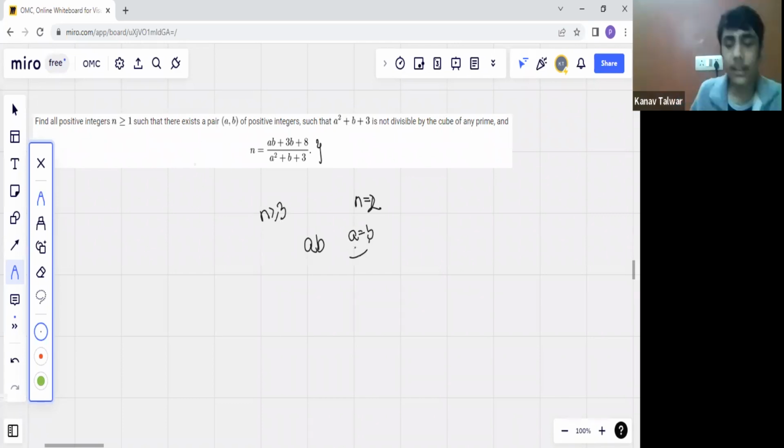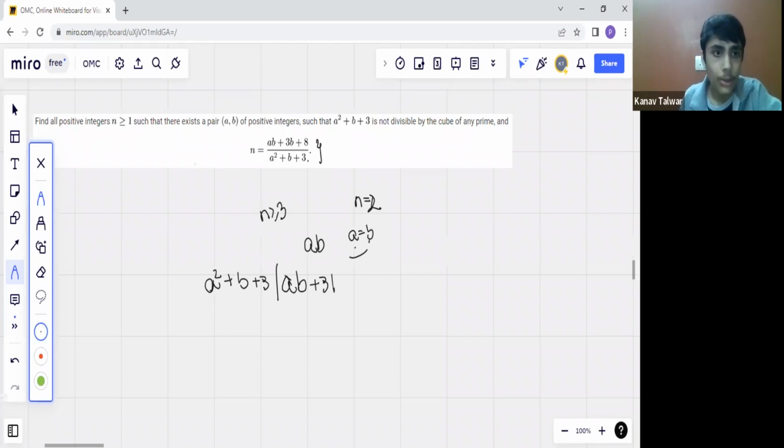So, a nice idea in the chat. First of all, this fraction should be an integer. So we have a squared plus b plus 3 divides ab plus 3b plus 8.